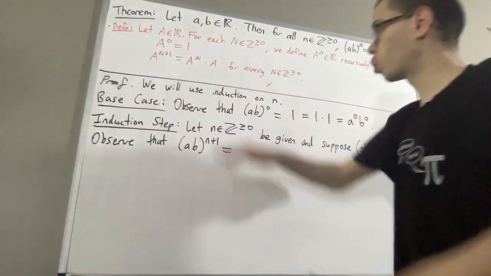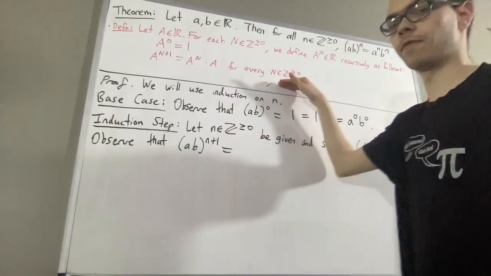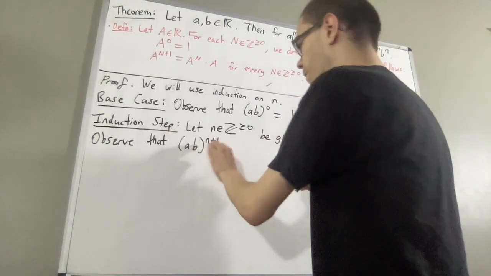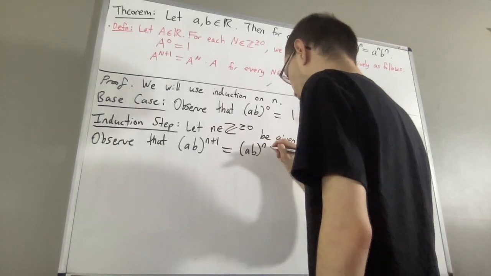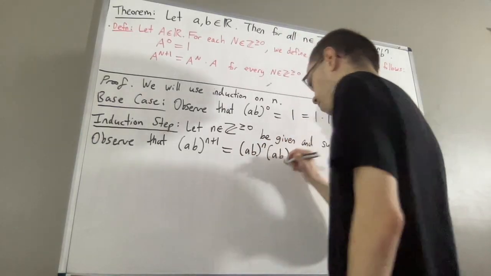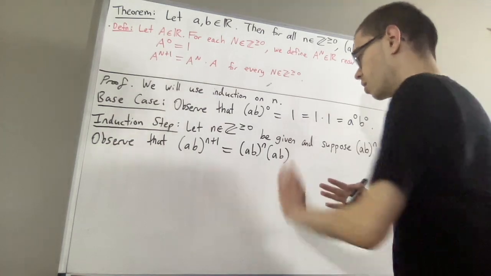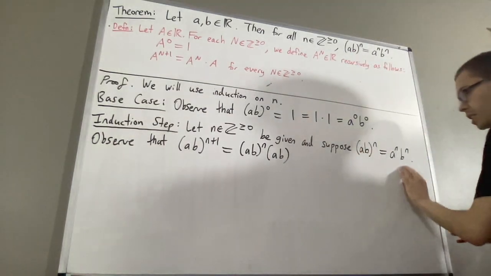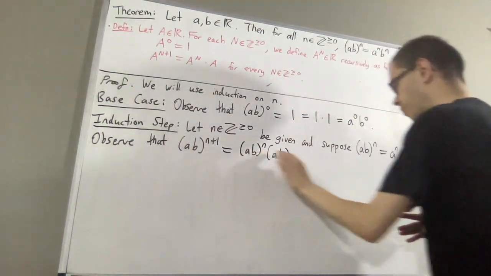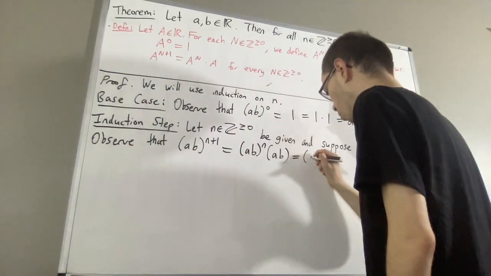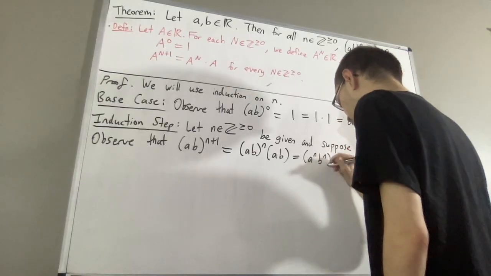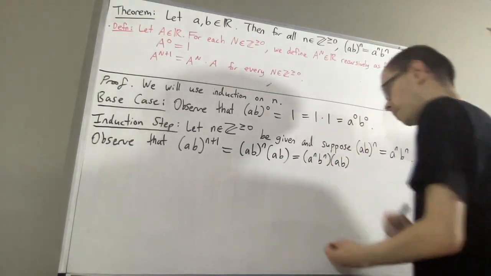Now, according to the recursive part of our definition, (ab)^(n+1) is just (ab)^n times ab. But then, by our induction hypothesis, (ab)^n can be re-expressed as a^n times b^n. So I'll re-express it like this, keeping it in parentheses.